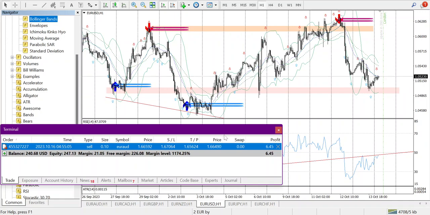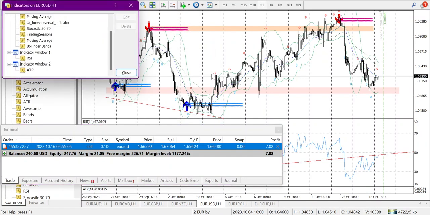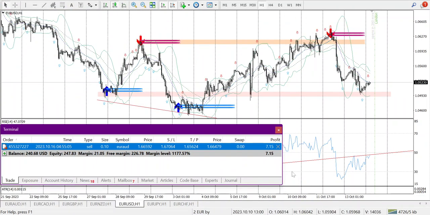I don't know how to use the Bollinger band. No, let's keep it. Even though I'm not doing anything in this trade, let's keep the Bollinger band. Maybe I could understand it after when I see it a second time.